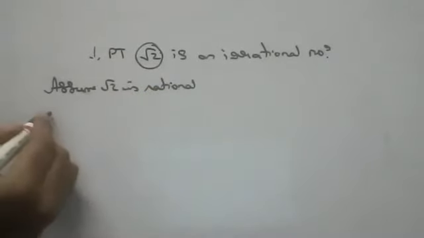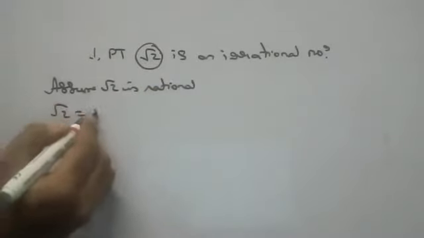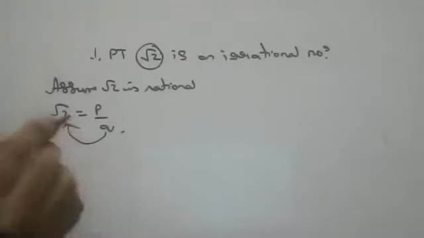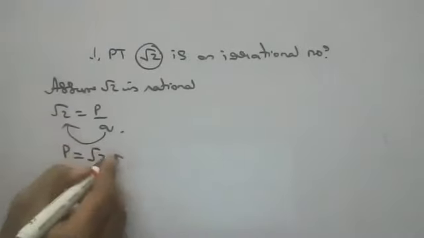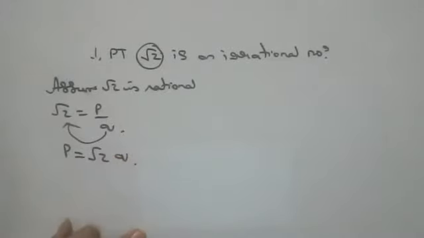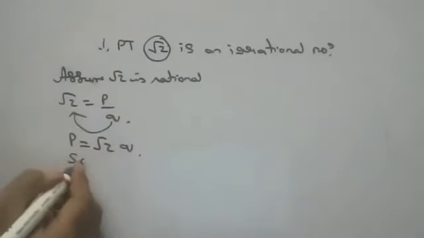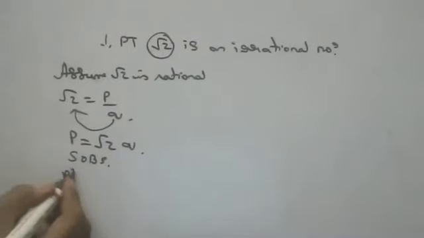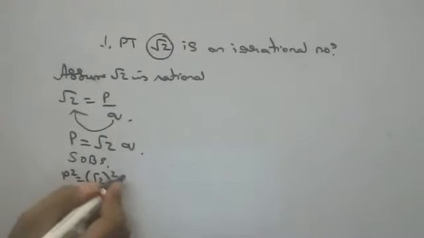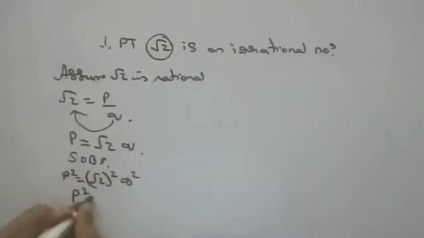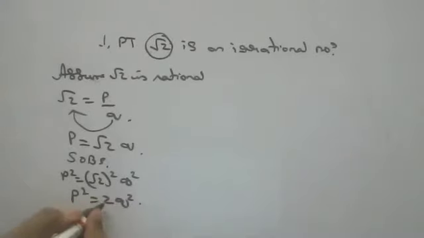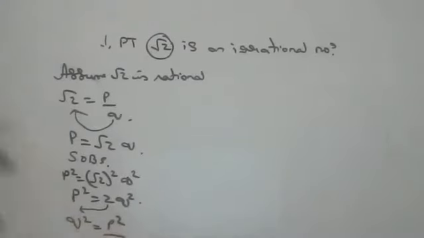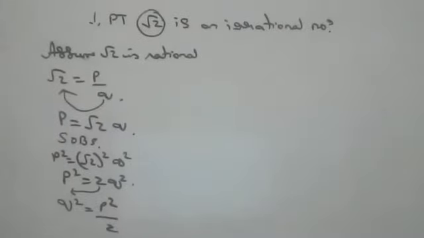We know any rational number we can write in p by q form. Bring q here. p is equal to root 2 q. This is the only procedure you have to follow, children. Then squaring on both sides, you'll get p square is equal to root 2 whole square q square. So p square equals 2 q square. Bring 2 down, so q square is equal to p square by 2.